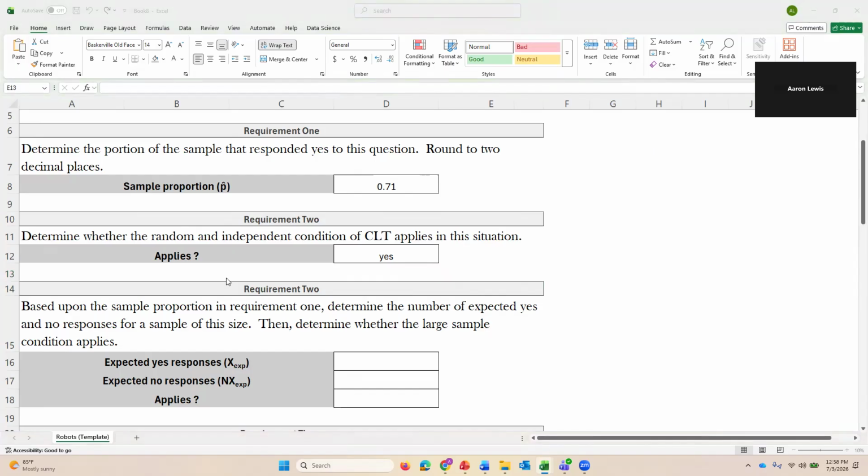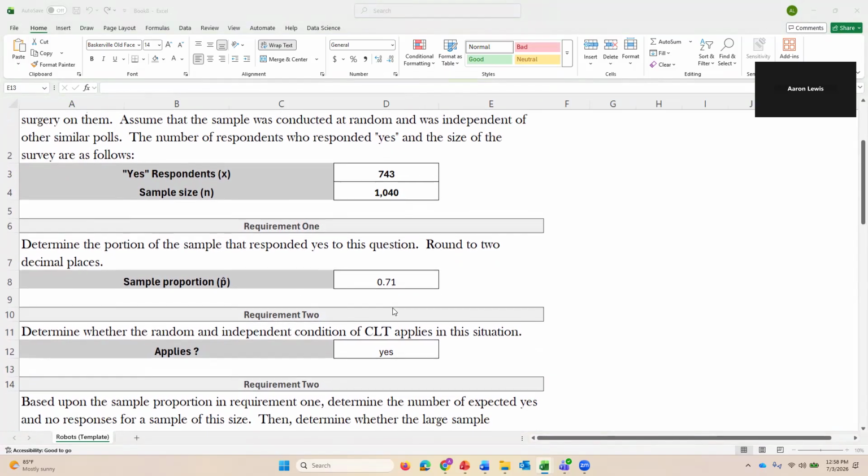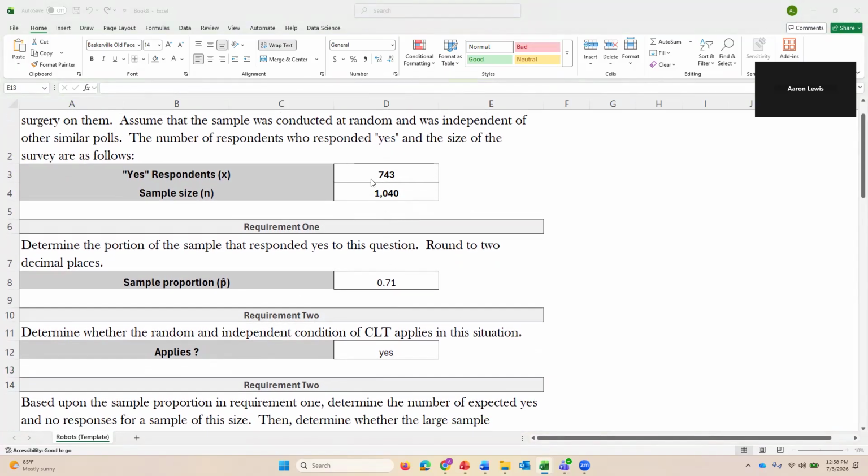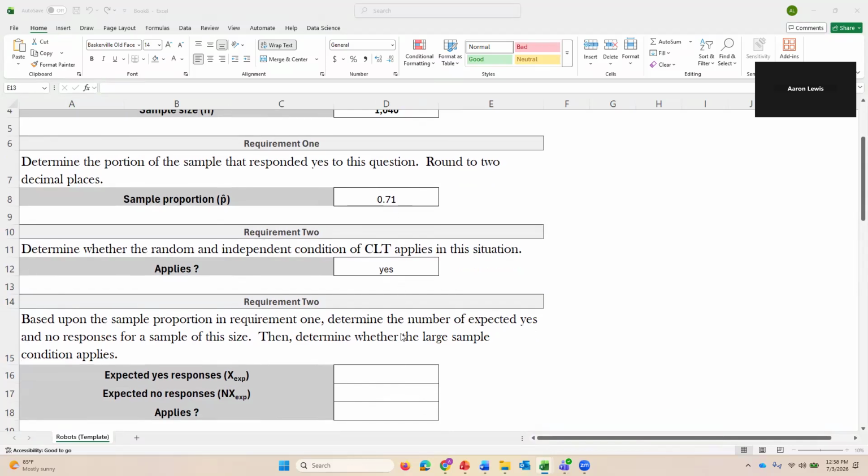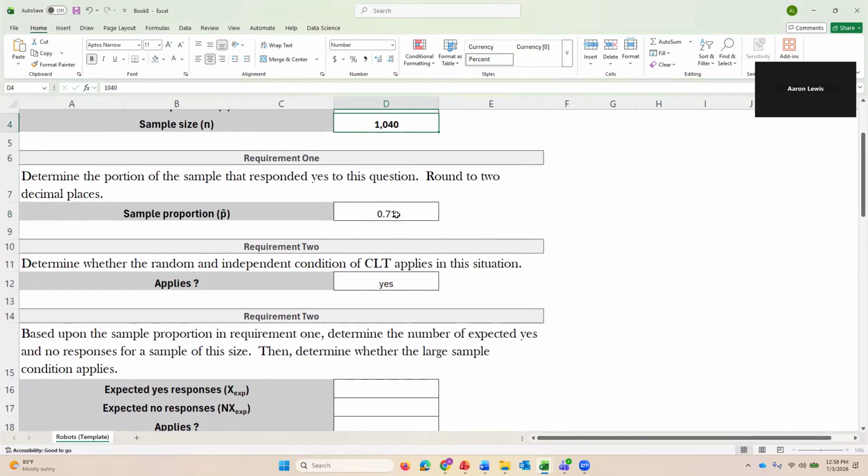And there's different schools of thought about going about this. I could just bring on the 743 for the yes if I wanted to. The way that I like to do it is I like to take the sample proportion and multiply it by the sample size. And since we rounded here, we're going to get a slightly different number than 743. So if we survey another 1,040 people, and we expect 71% of them to respond yes, just like it did in that survey, we'd expect 738 yeses.